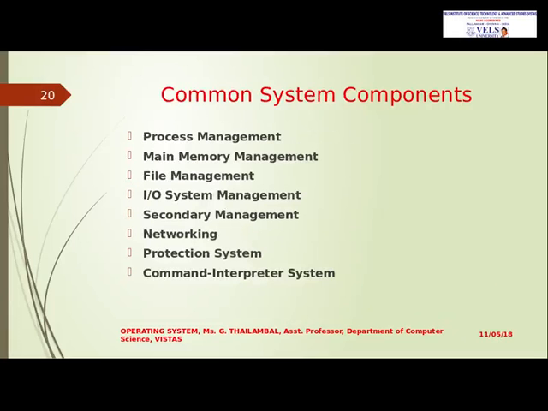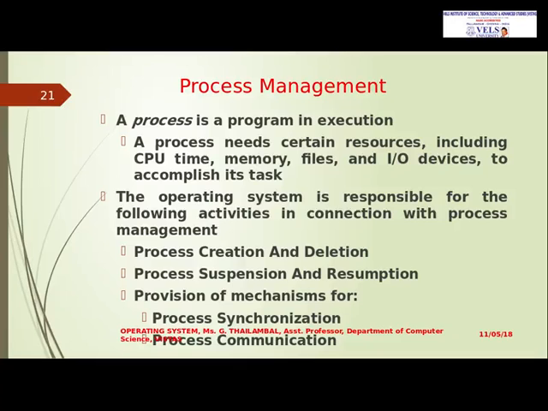And we are going into the next topic, common system components which are available in the operating system. These components are controlled by the operating system, which is available in all computer systems. Process needs to be managed, main memory needs to be managed, files need to be managed, the I/O system needs to be managed, secondary storage devices need to be managed, networking protection needs to be given to the system, and also for all the basic resources and command interpreter systems. All this comes under common computer system components, right?